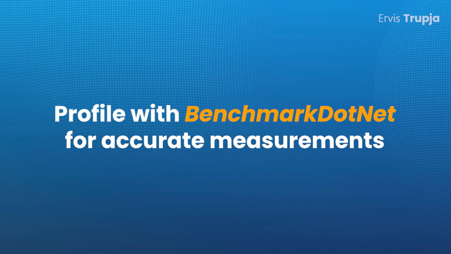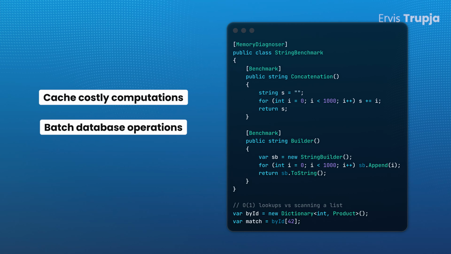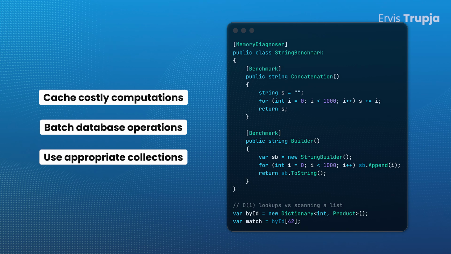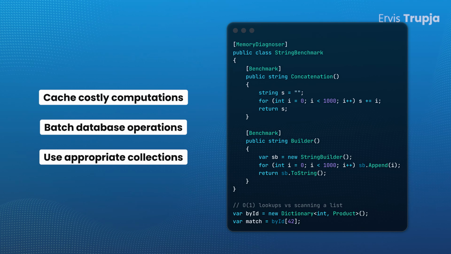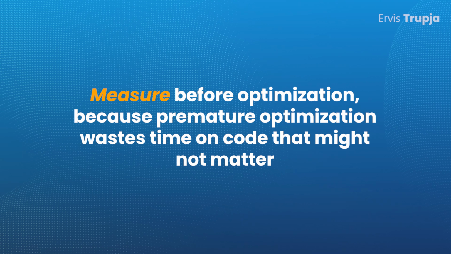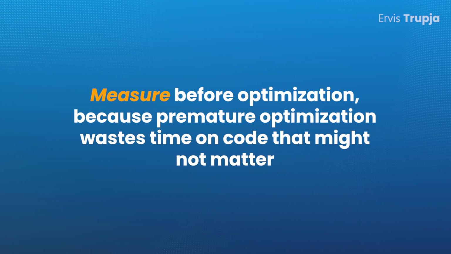Profile with BenchmarkDotNet for accurate measurements, cache expensive computation results, batch database operations, and use appropriate collections, where dictionary provides fast lookups and list maintains order efficiently. Measure before optimization because premature optimization wastes time on code that might not matter.